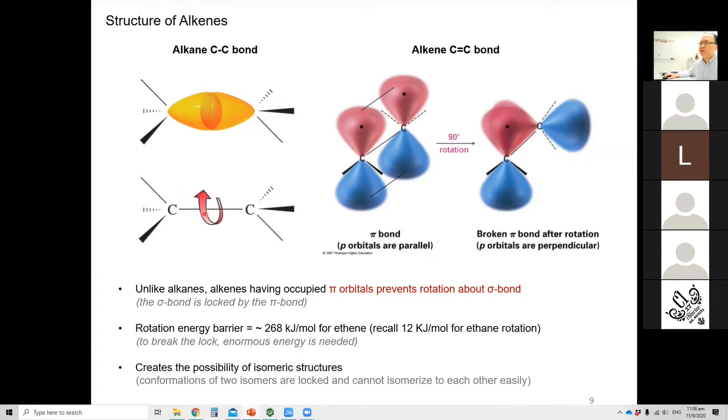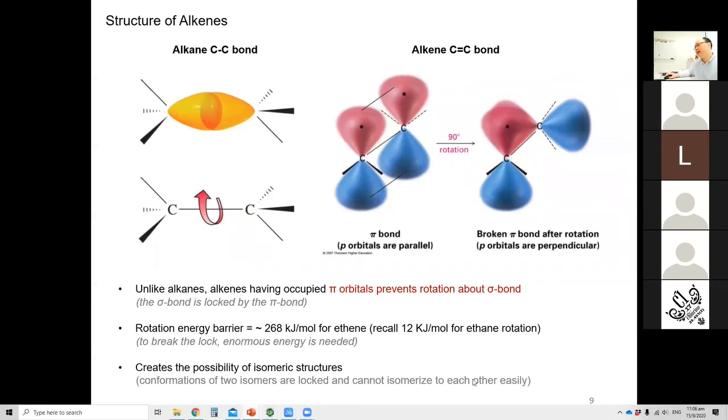mole for this one. It's 12 kilojoule. That is more than 20 times higher energy requirement. So to break the lock, to break the pi bond and let it rotate, enormous energy is needed. And then because it cannot fully rotate, we have isomers that cannot interchange with each other.